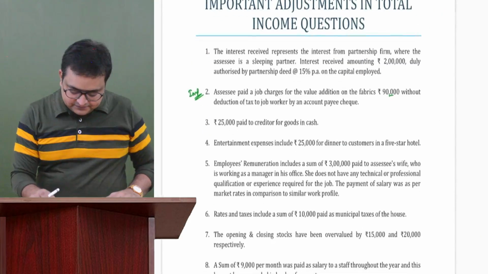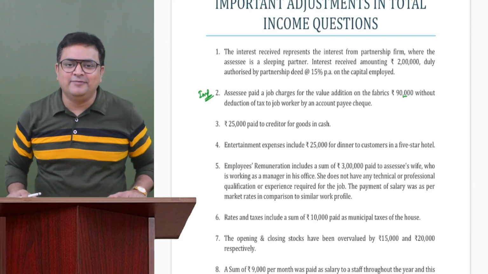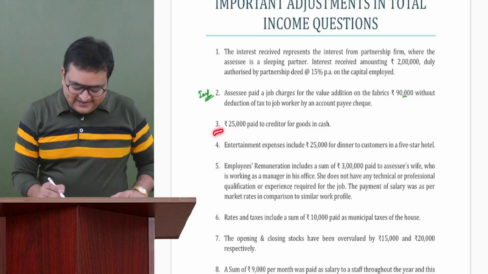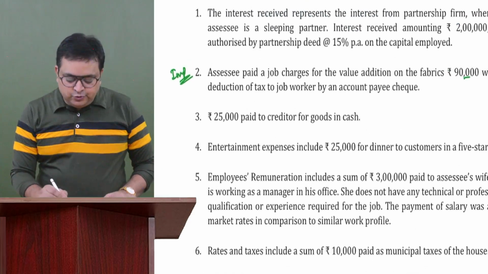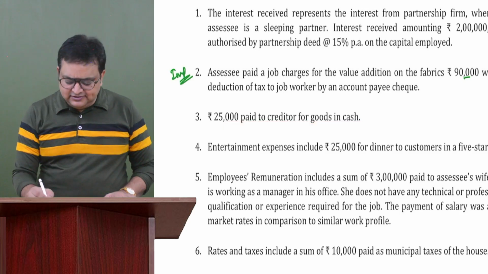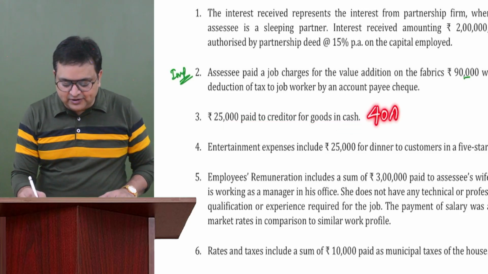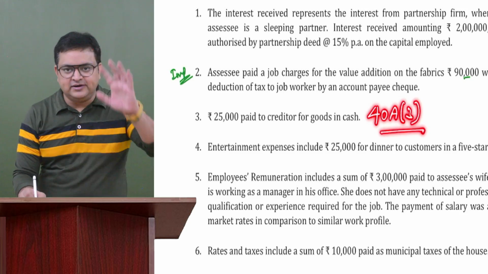Got it? So in this case, just go normally and 30% will be disallowed in such cases. Third, 25,000 paid to creditor for goods in cash. This is again a very frequent adjustment, and you understand the section number is 48.3. If you remember the section, go and quote it in your exam.